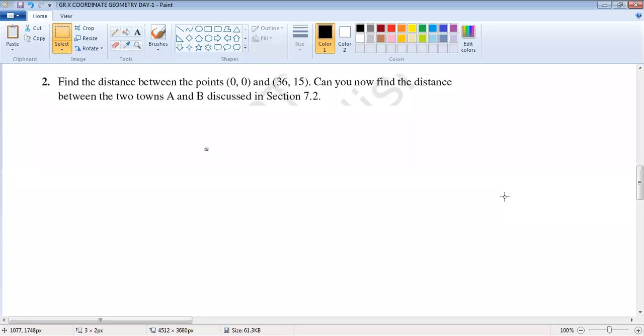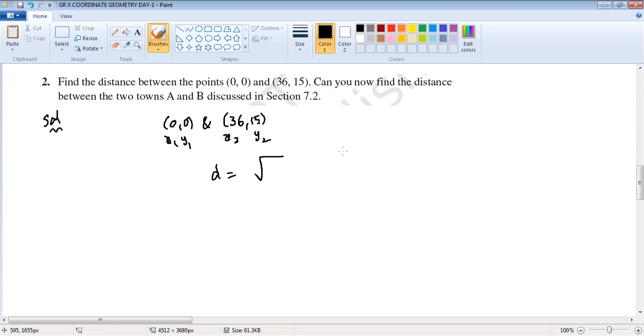Good evening. Now this question: find the distance between the 2 points (0, 0) and (36, 15). Take the points as x1, y1 and x2, y2. So the distance formula, which we know, is root over (x2 minus x1) whole square plus (y2 minus y1) whole square.